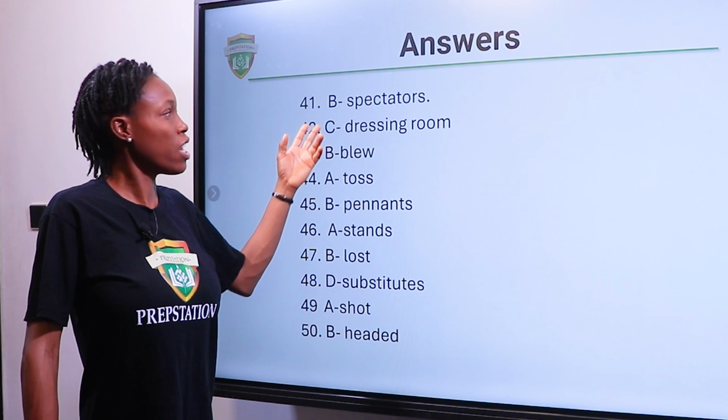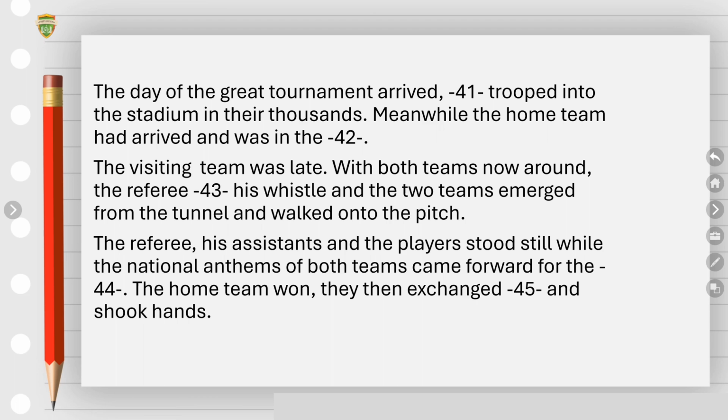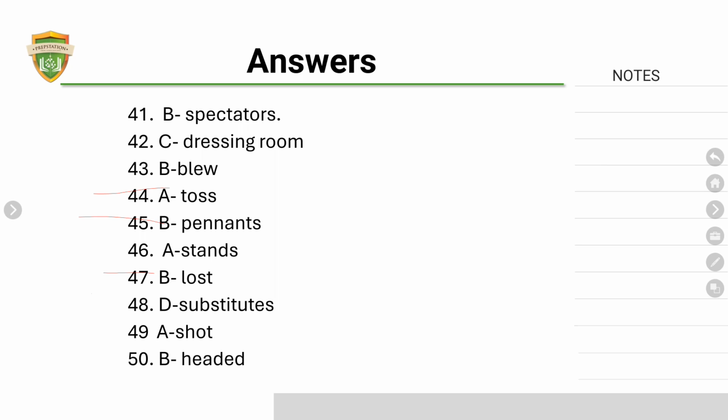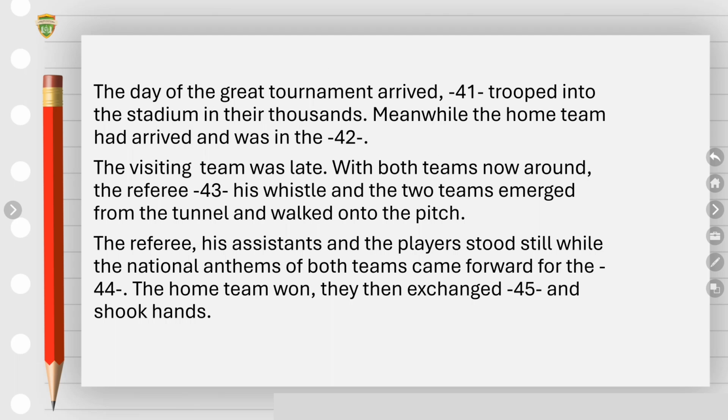Now, number 1, 41, the answer is spectators. It says, the day of the great tournament arrived, spectators trooped into the stadium in their thousands. So you can't say a crowd, because there are spectators coming to watch a game. Number 2, the next one is dressing room. Let's look at it again. It says, meanwhile, the home team had arrived and was in the dressing room. So dressing room in this case.